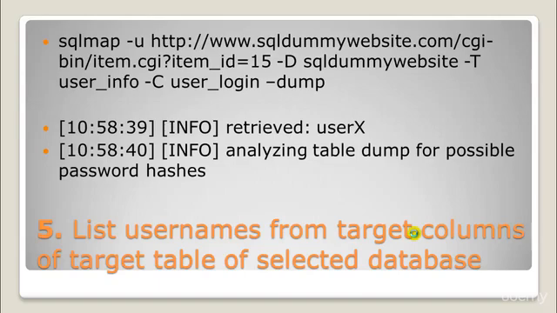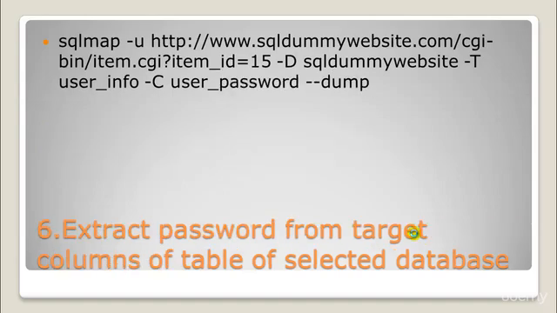So the next step would be to list usernames from the target columns of the target table of the selected database using SQL map injection. SQL map makes this easy. For us to do that, we need to run this specific command: sqlmap -u and so on -D SQL dummy website -T user info -C user_login --dump. When you run this, you will be amazed to see what you have got. We will get the usernames from the database. As you can see, we have retrieved user X, and it will analyze the table dump for possible password hashes. After that, we need to extract the password from the target columns of the target table of the database using SQL map injection.